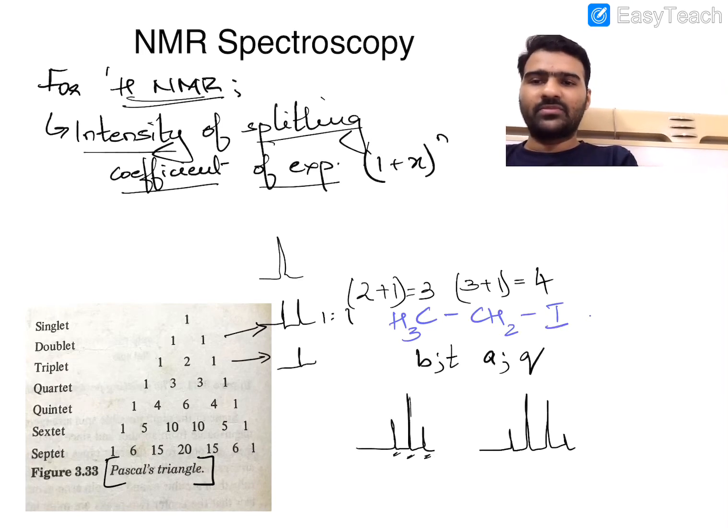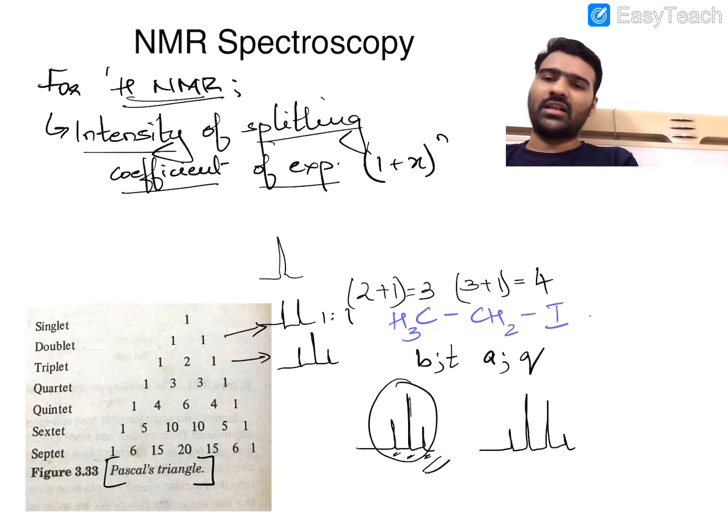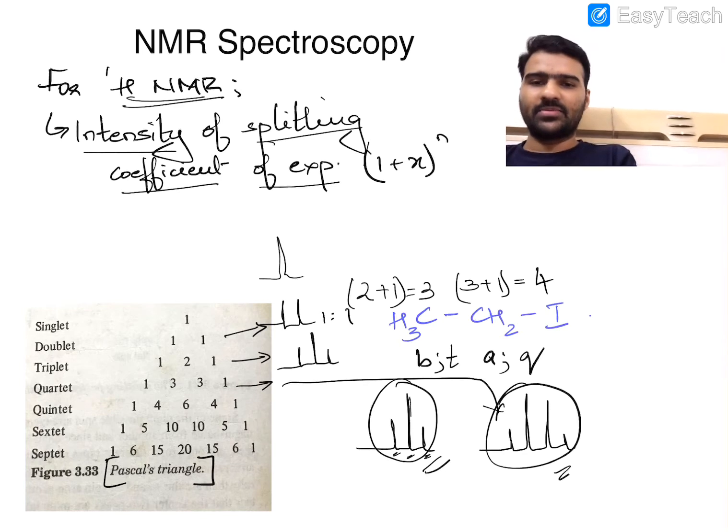When you have a triplet, the triplet will be of the ratio 1:2:1, which is what we've observed in a large number of spectra that we've come across. In case of a quartet, it is 1:3:3:1. This is the typical example. Then you have 1:4:6:4:1 and so on.